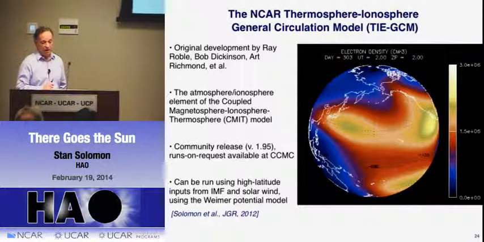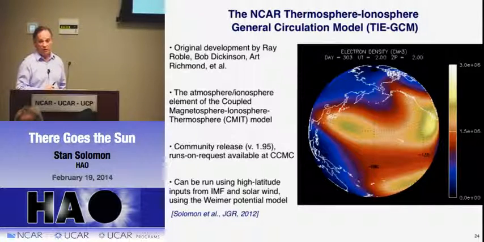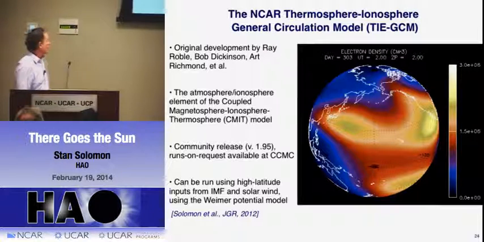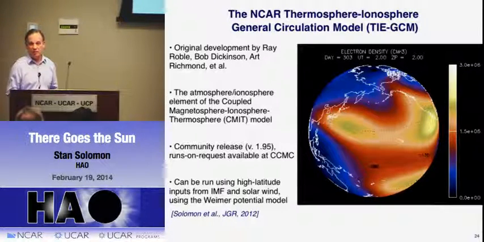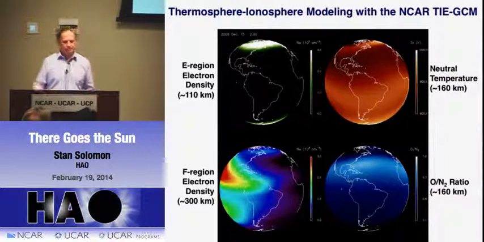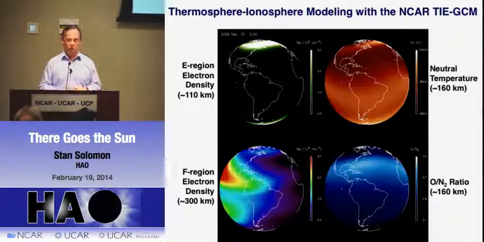atmosphere-ionosphere piece of the CMIT model, which is what we call this when we couple it to a magnetospheric model like the LFM. It's available at the Goddard Community Coordinated Modeling Center, or simply by going to the website here and downloading the code and running it yourself, or just going upstairs. And it can now be run from solar wind and IMF inputs using the Weimer formulation. This paper just describes how we do that. This is just a nice animation of what the model looks like in response to a major storm.